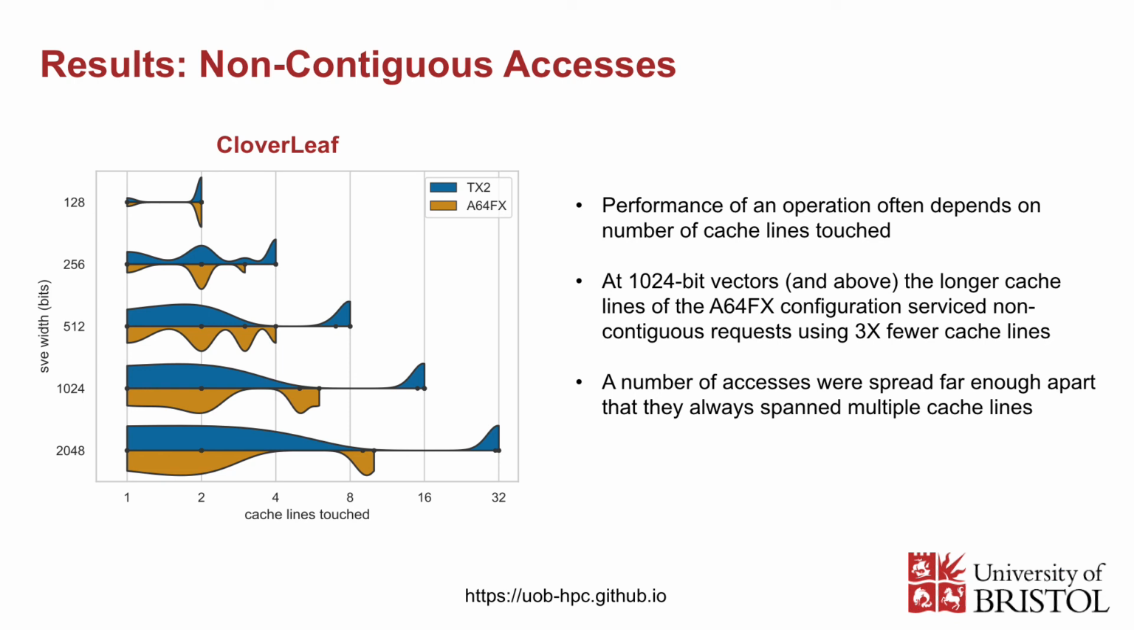The larger cache lines of the A64FX allowed it to service requests using up to 3 times fewer cache lines when the SVE length was 1024 bits or higher. However, some requests were always spread far enough apart that they always needed more than a single cache line to be serviced.